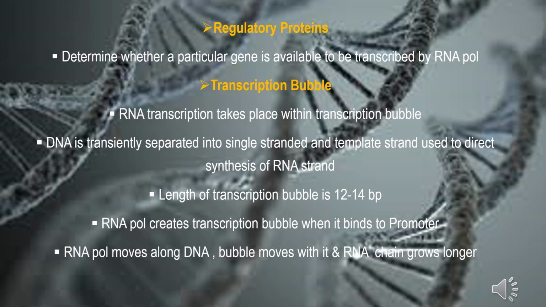Then let us talk about the transcription bubble. RNA transcription takes place within the transcription bubble. During transcription, DNA is transiently separated into single strands, and the template strand is used to direct the synthesis of the RNA strand. The length of the transcription bubble is 12 to 14 base pairs. RNA polymerase creates a transcription bubble when it binds to the promoter. As RNA polymerase moves along the DNA, the bubble also moves along it, and the RNA chain grows longer.